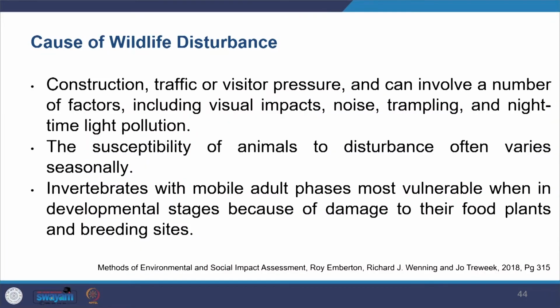Looking into the wildlife disturbances, you see the primary cause of that is the construction, traffic, or visitor pressure, and then there can be other things also. You can also have visual impact. There's noise. There is people's movement, frequent movements, people walking around, and then there can be also light pollution. So those kind of things can happen, and animals can be susceptible to these disturbances, and especially such kind of problems can be more severe in times of breeding periods.